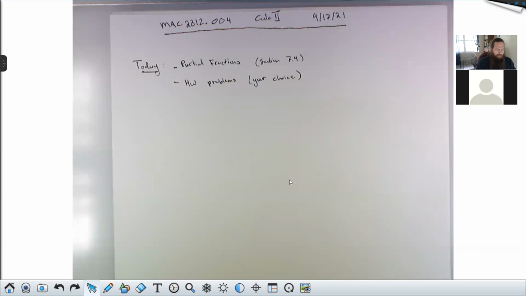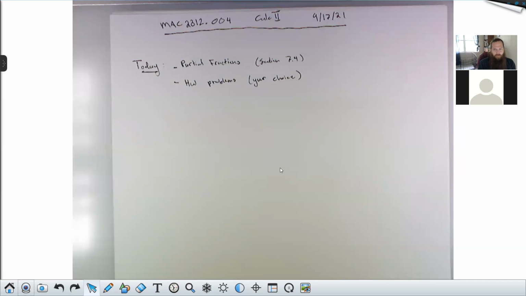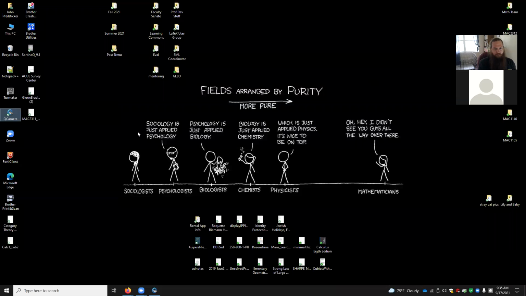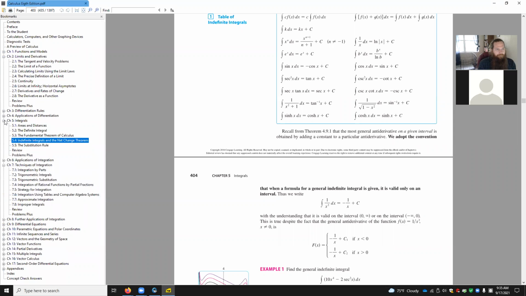That's section 7.5, but that doesn't actually contain any new material. 7.5 is a strategic thinking section where they talk about how to integrate different functions. Like, do you start with by parts? Should you do trig sub? Which of these methods ought you apply to a given problem? I can show you that really quickly here.